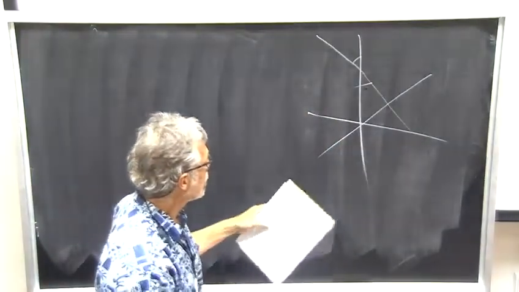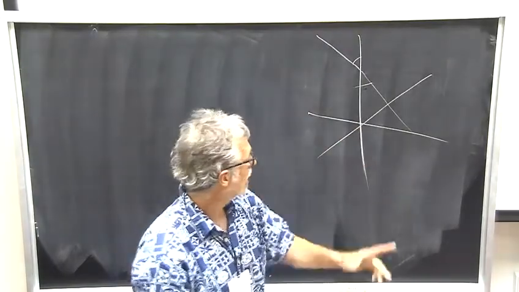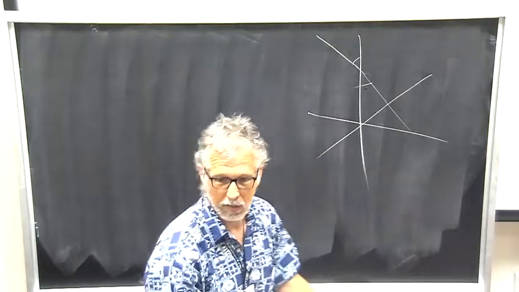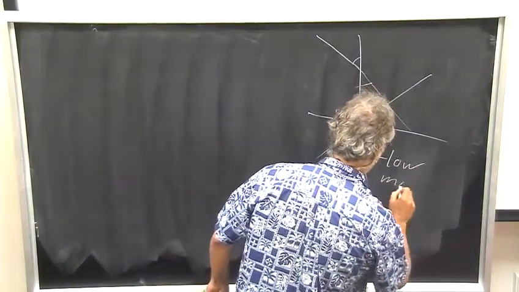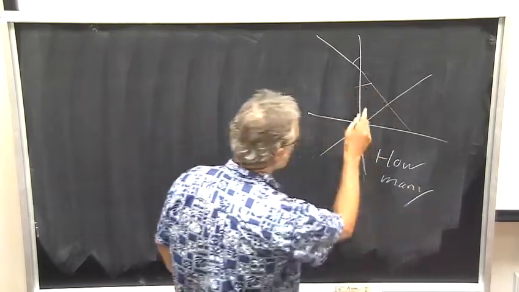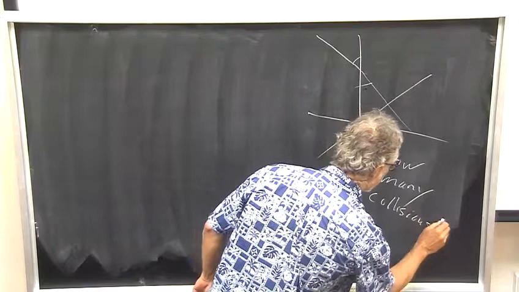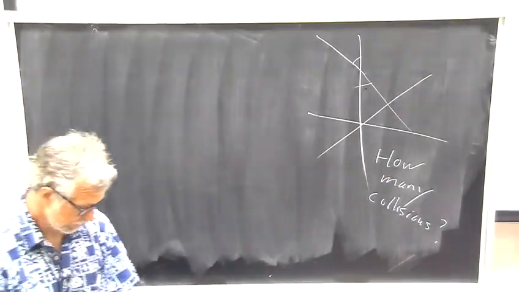And then, a first question for you to think about: suppose I put them at the coordinate axes. How many reflections are possible? Just to start thinking. I will call the reflections collisions. Okay? So there's a problem to start.